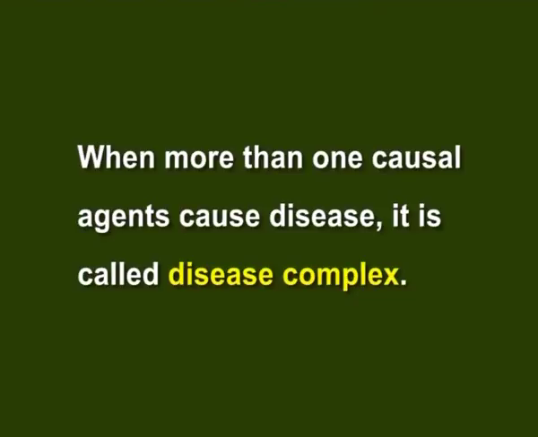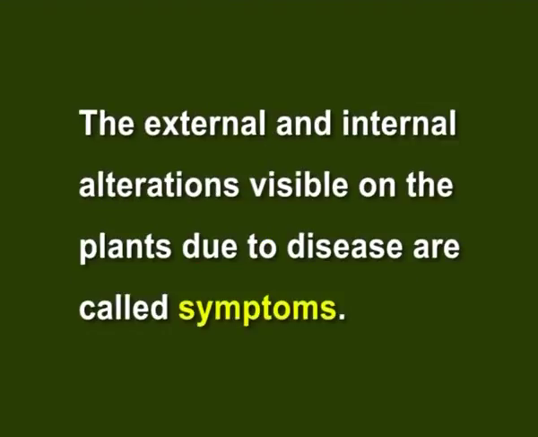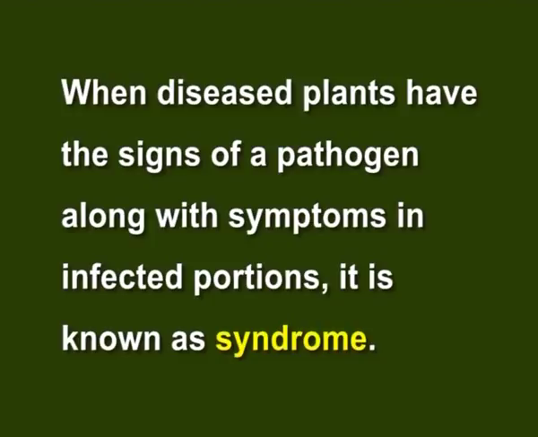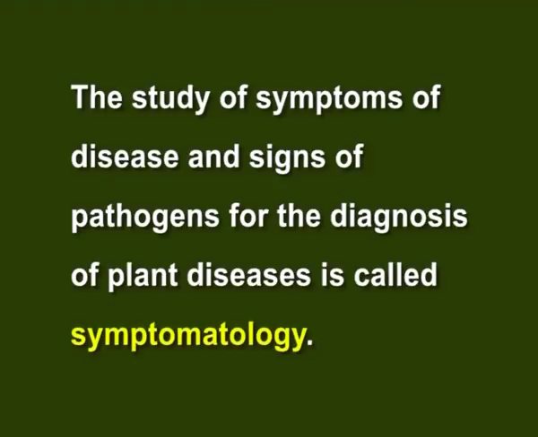When more than one causal agent causes disease, it is called disease complex. The external and internal alterations visible on the plants due to disease are called symptoms. The presence of pathogen parts like vegetative, reproductive structures, mycelium and spores on a host plant is termed as sign. When diseased plants have the signs of a pathogen along with symptoms in infected portions, it is known as syndrome. The study of symptoms of disease and signs of pathogens for the diagnosis of plant diseases is called symptomatology.